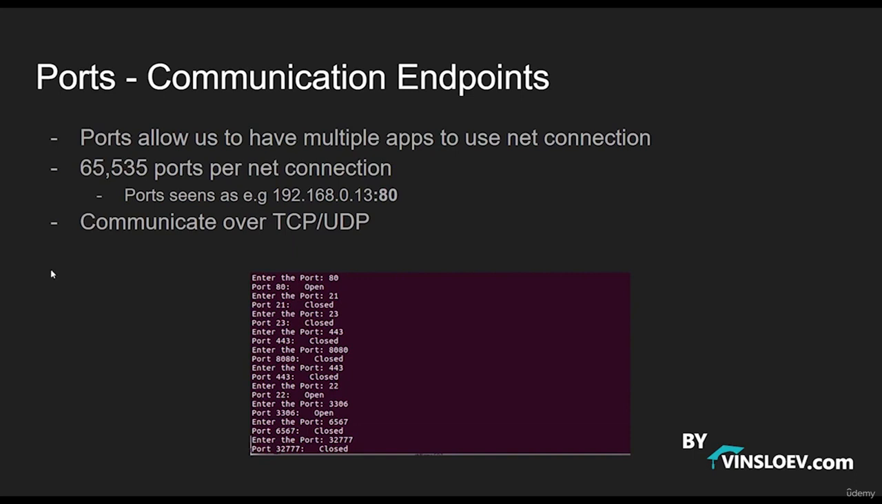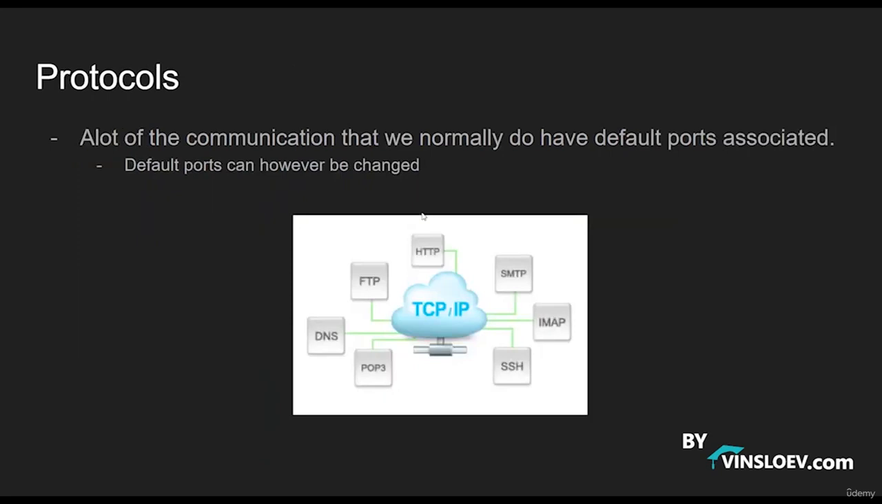A port can, for example, be seen at the end of an IP. For example, we have the IP right here, and then this is port 80, meaning that whatever communication is going to happen here is to this IP on port 80. So there is something listening on this IP at this port for some kind of information. And as you see right here, we have a lot of different ports. So let's see what can be in these ports.